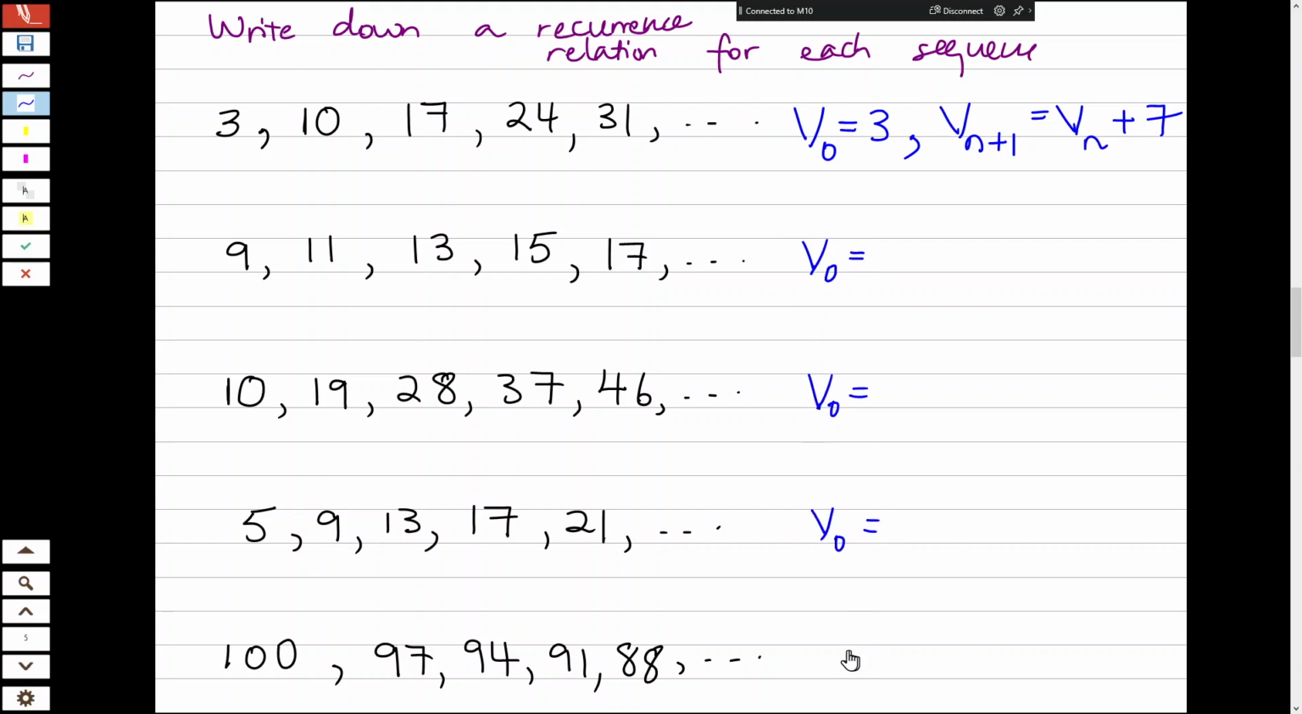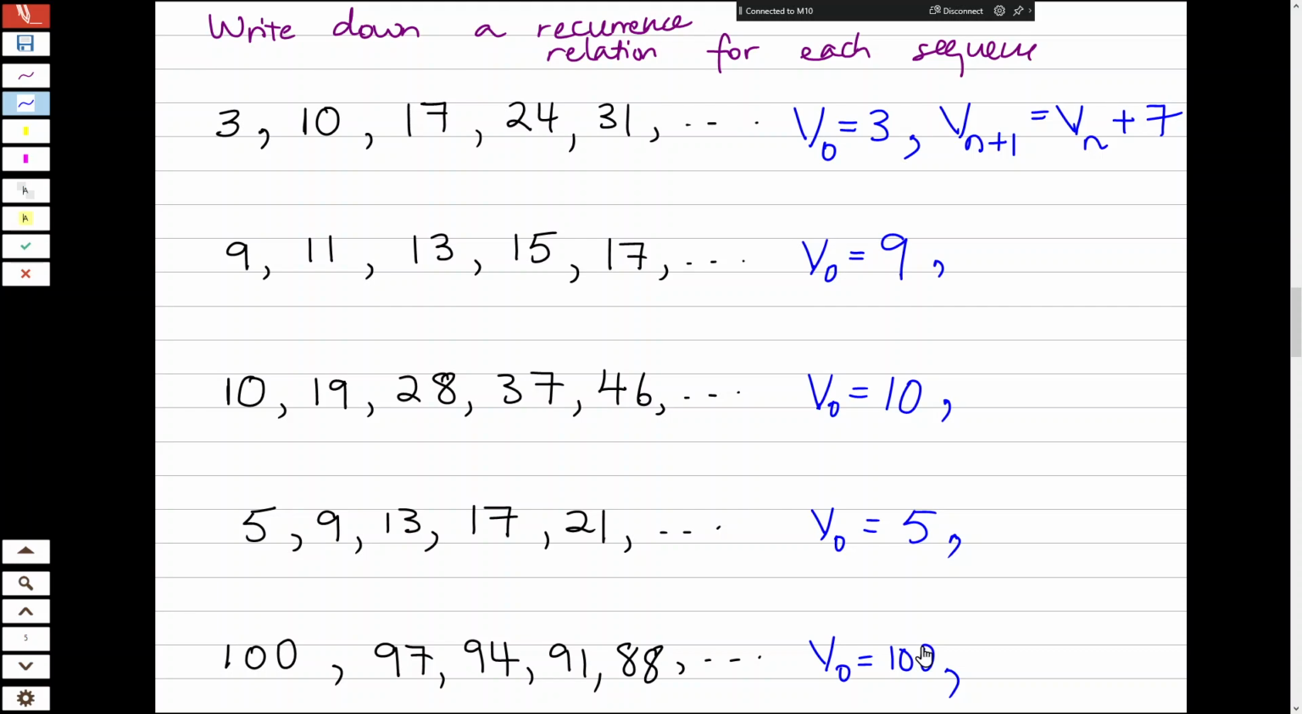Every recurrence relation, I know I've said this multiple times, but this is to reinforce it. Every recurrence relation has two equations. The first equation tells you the first number in the sequence. So I believe you should all feel very comfortable with this part. You just have to read off the first number in the sequence. First number is 9. First number is 10. First number is 5. First number is 100. Okay? Half your work is done already.